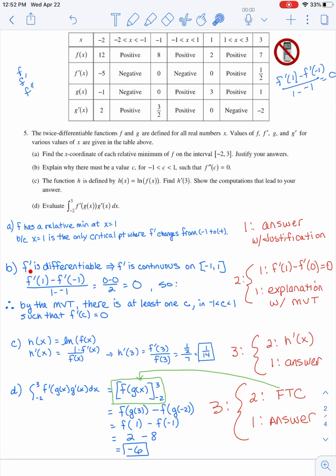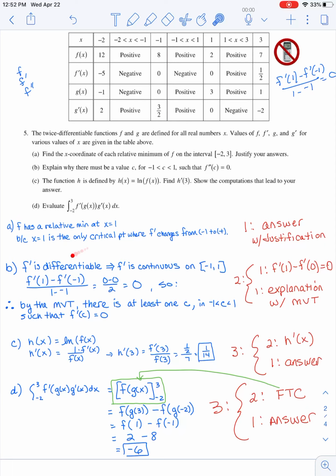So my answer is f prime is differentiable. Again, you have to state the hypothesis of the mean value theorem. It has to be differentiable and continuous. We were told that it's twice differentiable, so we know it works. It's differentiable, both from f to f prime and f prime to f double prime. So we know that if something is differentiable, it's also continuous. A function that is differentiable is also continuous on that interval.